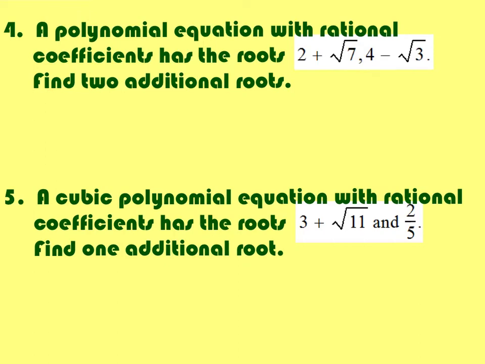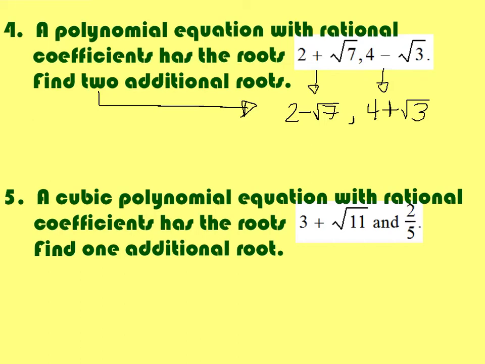So, since we have these 2 roots here, all we have to do is change the signs. So, instead of 2 plus the square root of 7, we'll have 2 minus the square root of 7. And instead of 4 minus the square root of 3, we'll also have 4 plus the square root of 3. So it says, find 2 additional roots. Well, these are 2 more roots that this problem would have because of the conjugate root theorem.